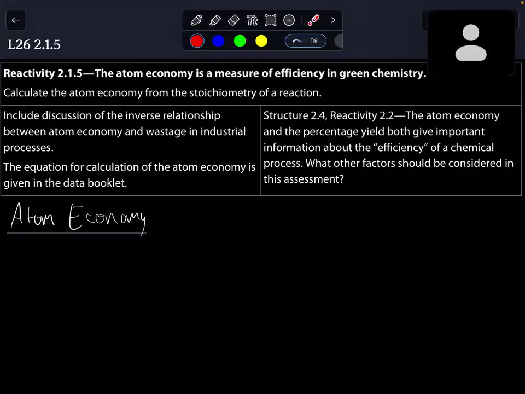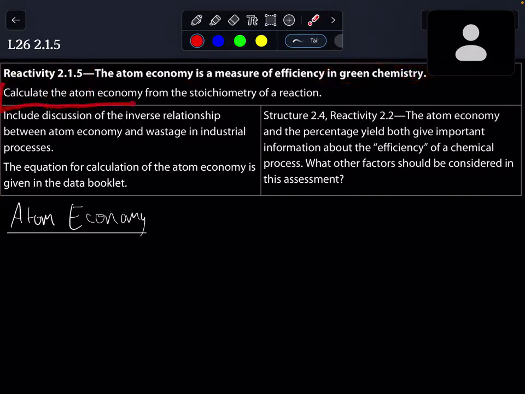Today we're going over Lesson 26, Reactivity 2.1.5. You may have noticed we skipped 2.1.4, but honestly, that's percent yield. It's kind of appended to 2.1.3. So we're going to be going over atom economy as a measure of efficiency in green chemistry. We'll only talk about green chemistry at the end.